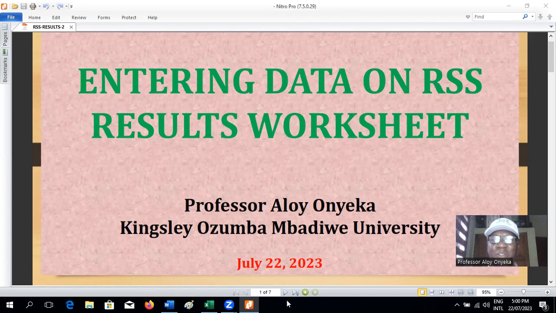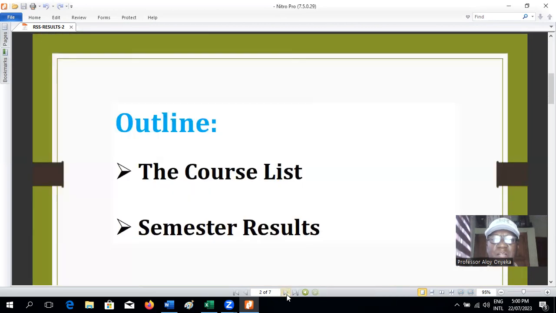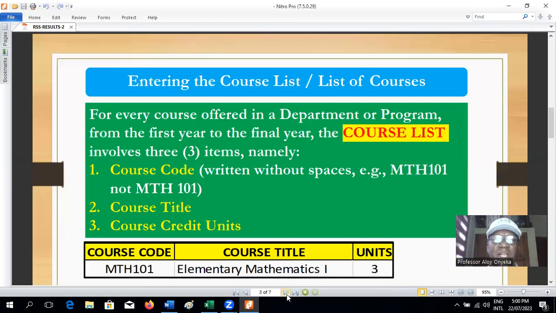We are looking at how to enter data on RSS result worksheet. So let's get started. Now, there are two types of data that we can enter on RSS worksheets. These are the course list and the semester results. How do we enter course lists, or list of courses, on the result worksheet or the RSS?